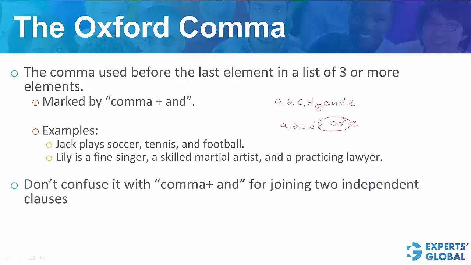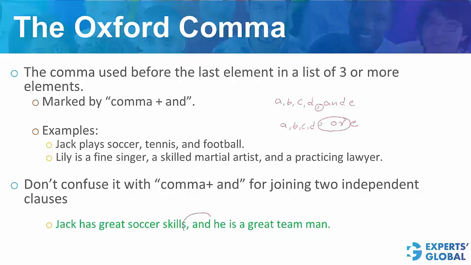Next, please don't confuse the Oxford comma with the comma plus and construction for joining two independent clauses. As we saw in the last slide, a comma plus and can be used for joining two independent clauses. So this construction is different. This is for joining two independent clauses. This comma and construction does not represent an Oxford comma construction. This comma and is for joining two independent clauses.